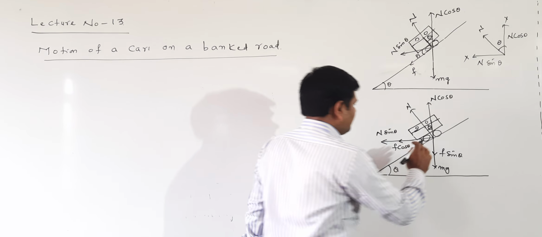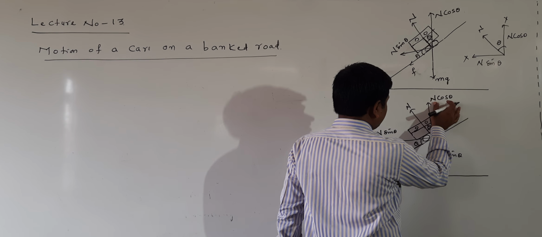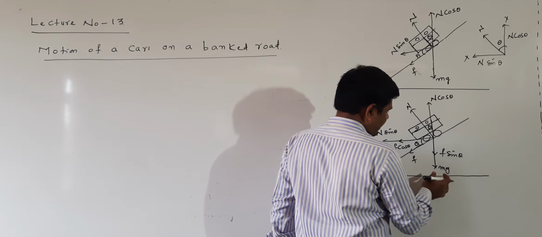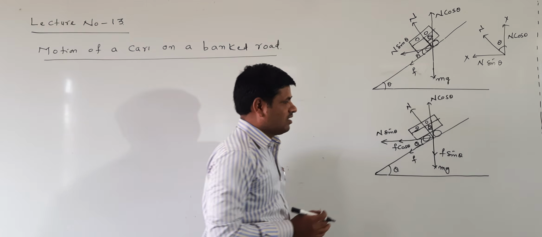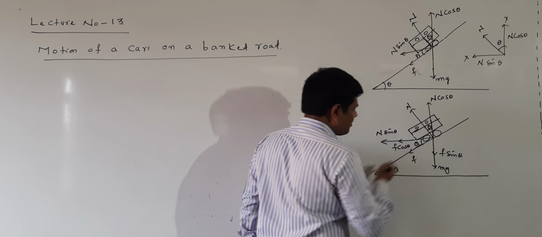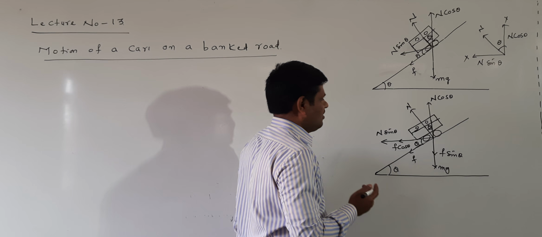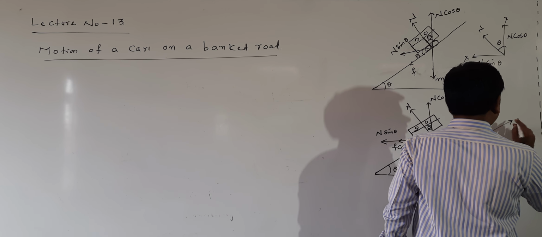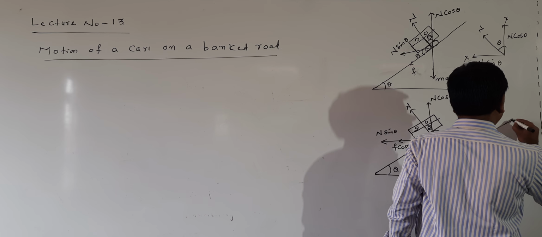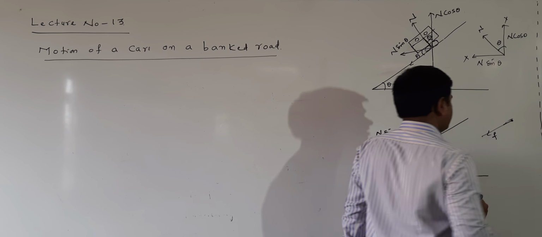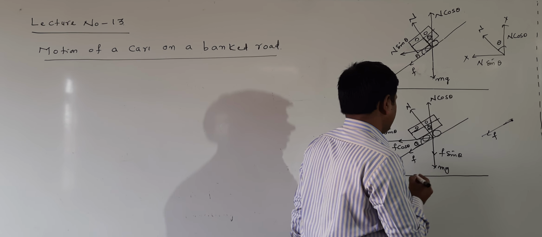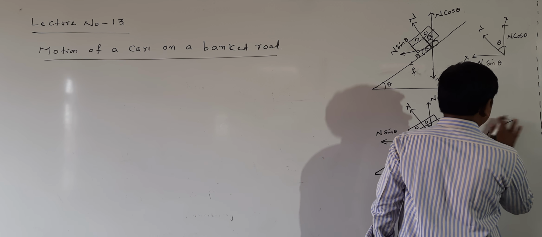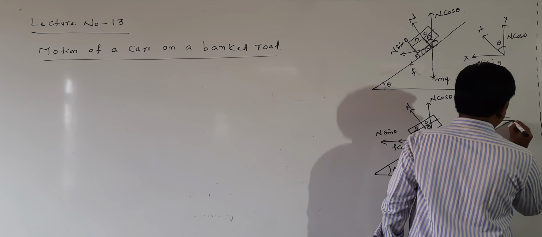Here we already know that n is divided into two components, n cos theta and n sin theta. Here the weight is acting in the downward direction, mg. Here this is the friction. This friction also makes an angle theta with the horizontal. Here this is clear. Now I am showing that here this is the friction. It makes an angle theta with the horizontal. This is taken as the horizontal. Suppose this is the horizontal.